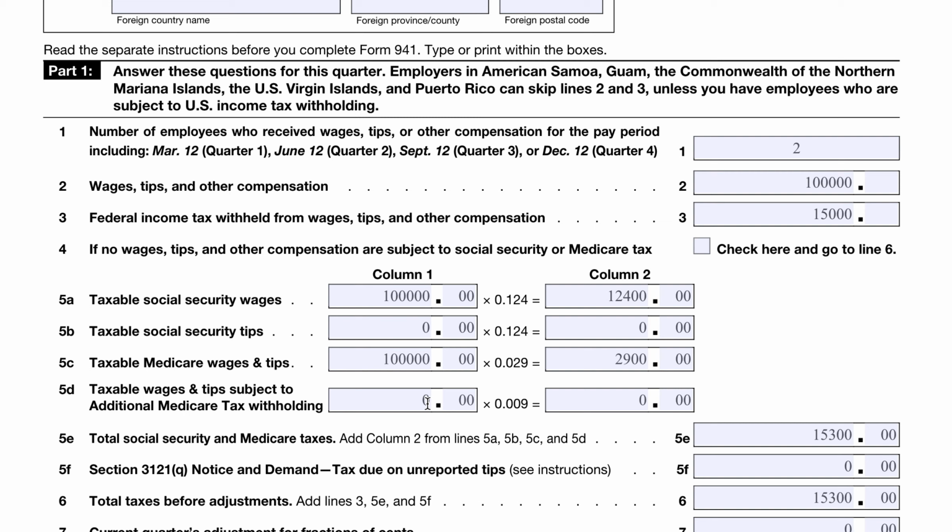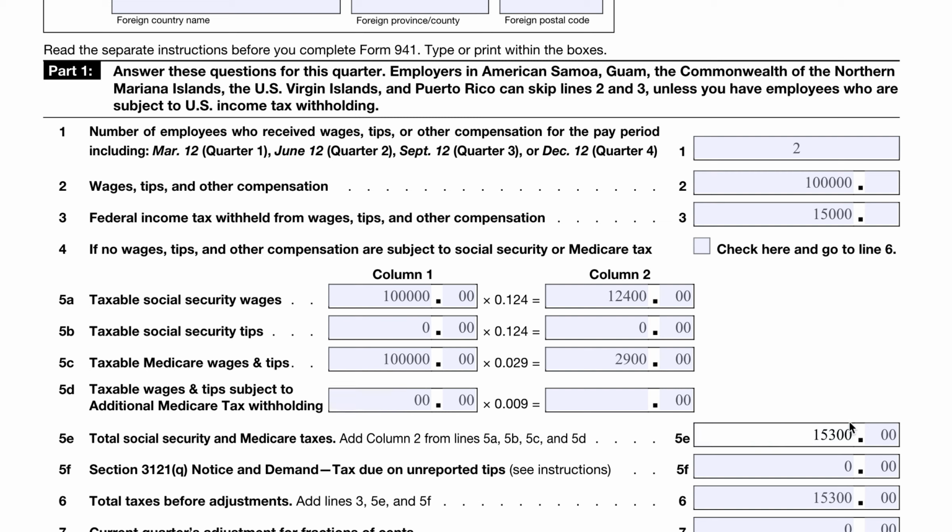Now, the difference between the additional Medicare tax and regular Medicare is that the employer does not pay an employer's share of the additional Medicare tax. That is a tax only for the employees. So if we had, let's just say that this was $300,000 for one employee, so we would be calculating the tax on additional $100,000. So we would put the $100,000 here, and then we would multiply that by the 0.9%, and we would come up with $900. That's how that would work. I'm going to back that out because that's not applicable in this situation.